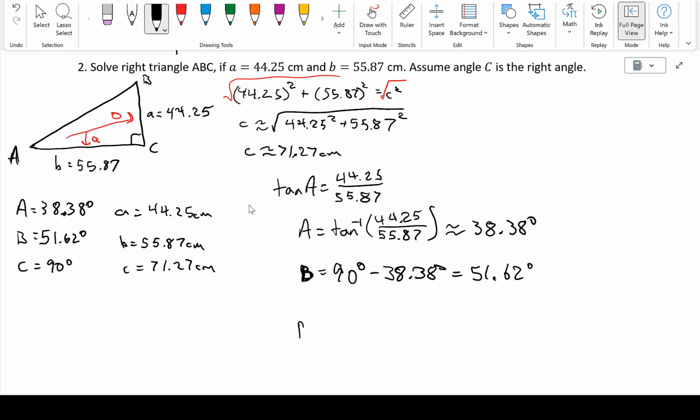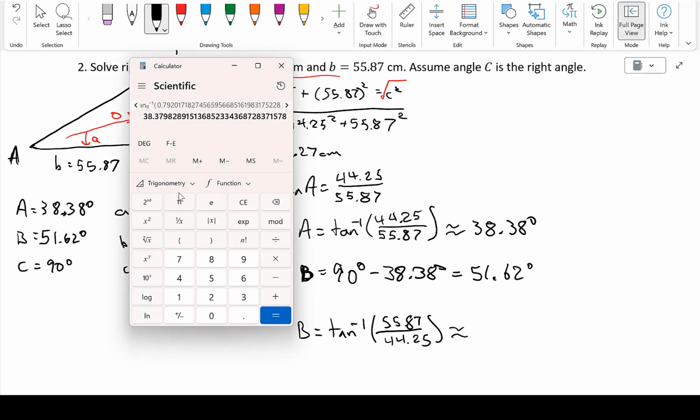And just for fun, we know that B would be tan inverse of 55.87 over 44.25. Should give us something very similar.